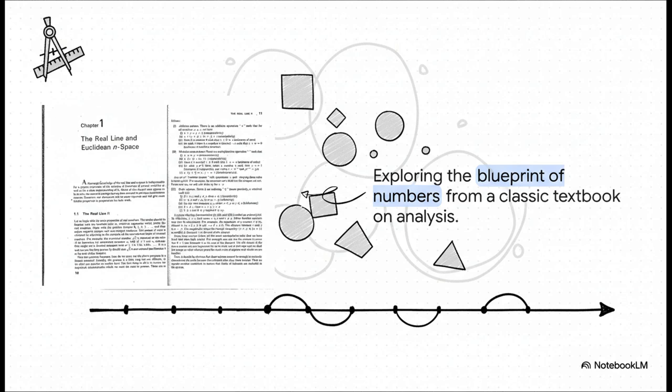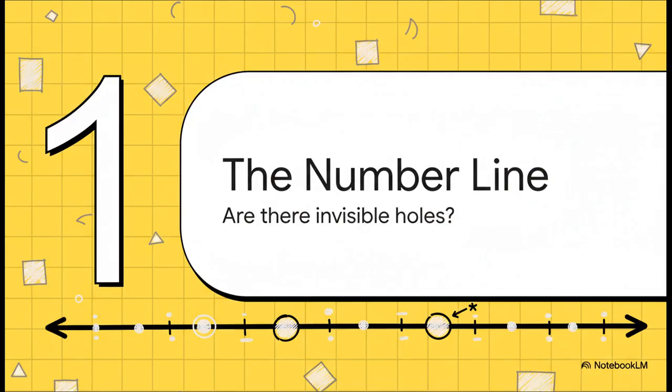And for us, that's Chapter 1 of Gerald Marston's Elementary Classical Analysis. You can think of this book as kind of like the official rulebook for how numbers in space actually work. So let's start with something we all know, right? The good old number line. We can plot our whole numbers, we can plot our fractions, but here's the big question. Are those numbers enough? Do they create a truly complete solid line?